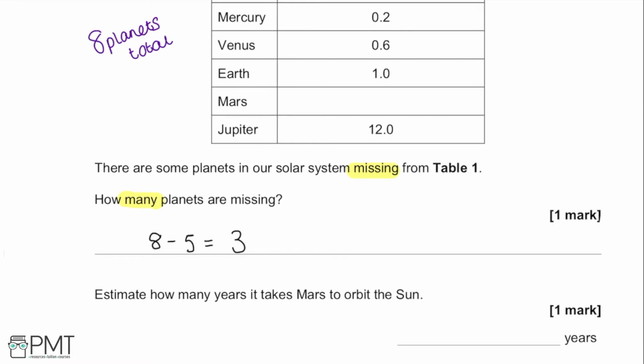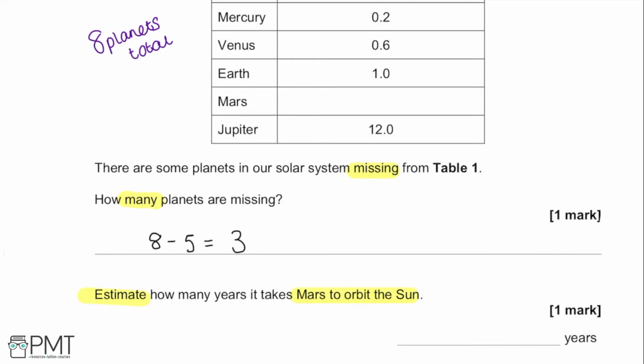Now, in this part of the question, we're asked to estimate how many years it takes Mars to orbit the Sun. Now, the key word here is estimate, and it's showing that we don't need an exact answer. We don't need to use the numbers to do any kind of calculation. This can also be seen as the question's only worth 1 mark. So it's not going to be some kind of complicated calculation. We are just looking for an educated guess in this sort of question.